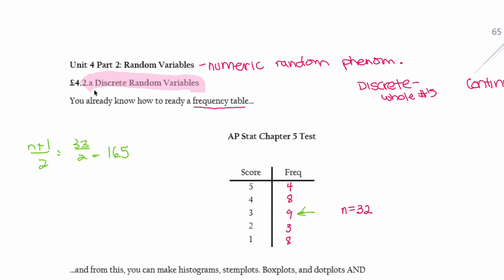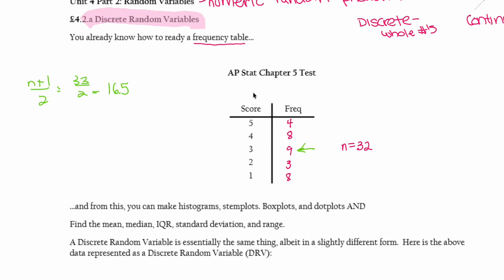So moving on to discrete random variables, you already know how to read a frequency table. Sorry, this should be read. And here's a frequency table for you. From this, you can make histograms, stem plots, box plots, and dot plots, and find the mean, median, IQR, standard deviation, and range. So you may be surprised you already know a lot related to stats. So good job. A discrete random variable is essentially the same thing, albeit in a slightly different form.